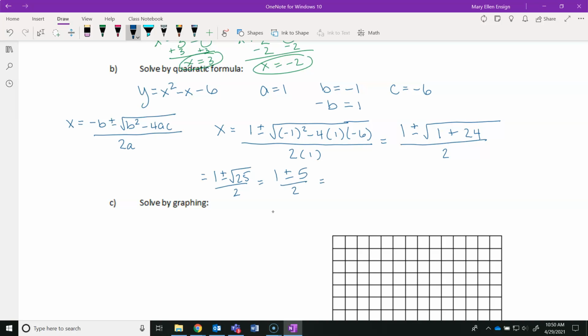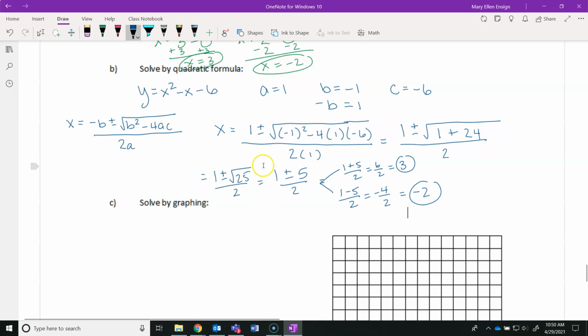1 plus and minus 5 over 2. So 1 plus 5 over 2 is 3. 1 minus 5 over 2 is negative 2. 3 and negative 2, again, the same answers.